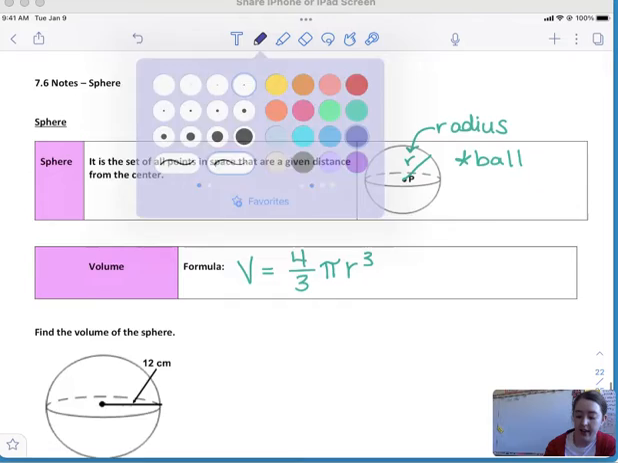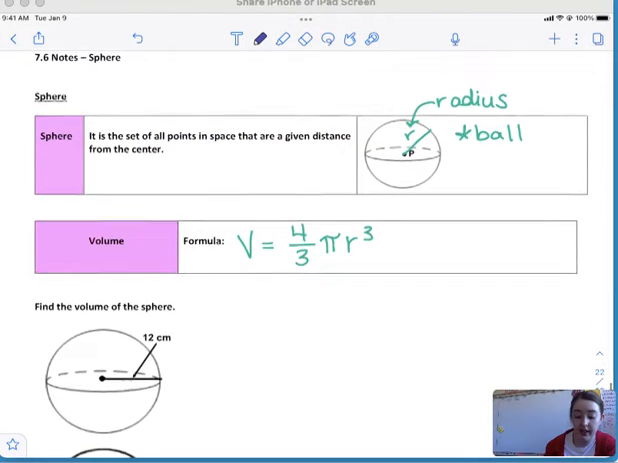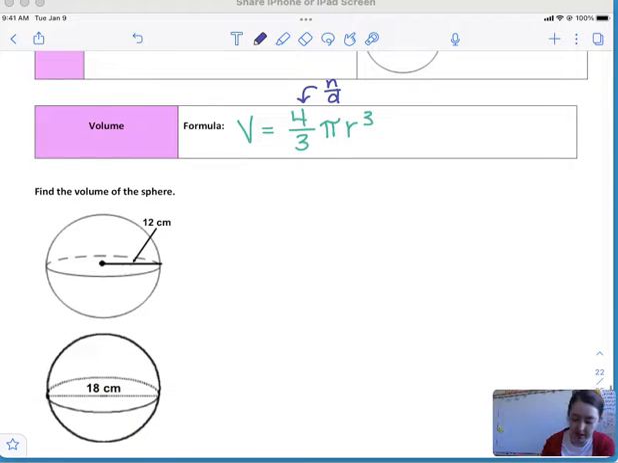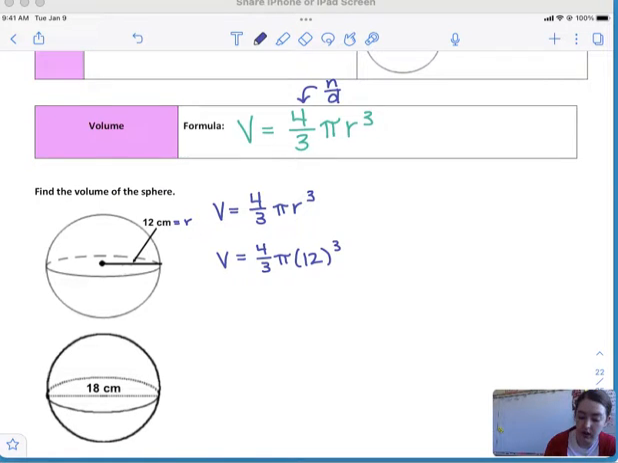Remember, we have that scientific calculator in that top module in Canvas. Use that N over D button for 4/3. Okay, so in this guy, remember volume is 4/3 pi times the radius cubed. Here our radius is 12. So we've got 4/3 pi times 12 cubed.